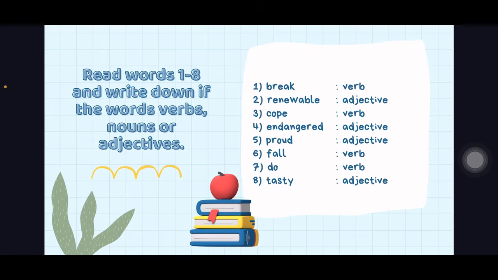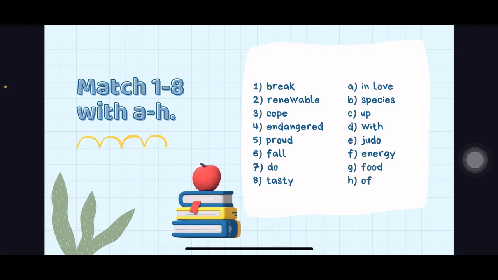So now you have already identified whether words are verbs, nouns, or adjectives. Now you will complete the task given to you. As you can see here, you need to match the word correctly. You will do this task individually before you compare answers with a partner. And after that, we chat as a class.